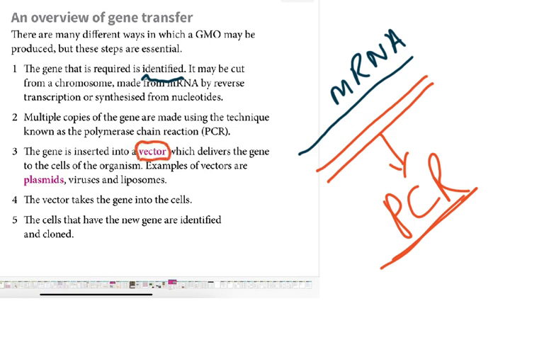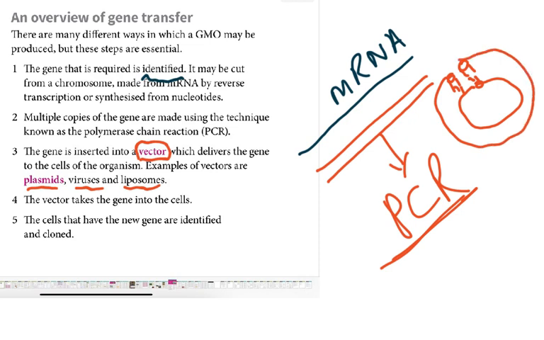Now the vector can be anything. It can be plasmids, it can be viruses, it can be liposomes. What are the 3 vectors? Number 1, plasmids. Number 2, viruses. And number 3, liposomes. Liposomes are just little circles of phospholipid bilayer. And these are called liposomes. And we put the DNA of our choice into it.